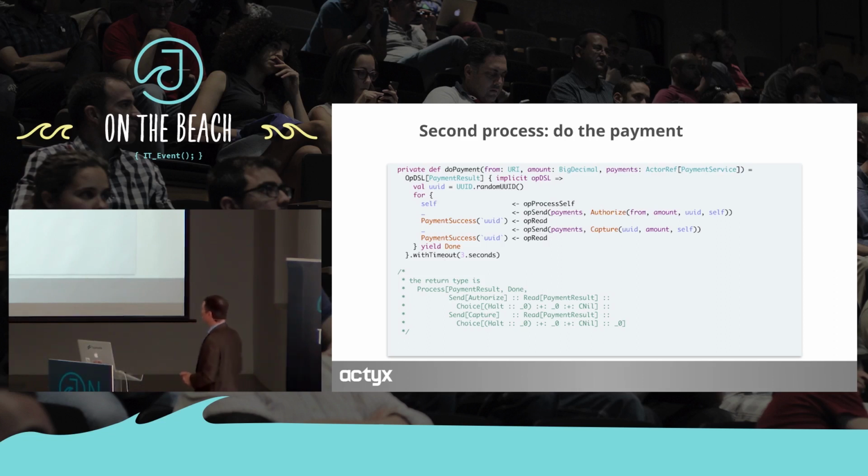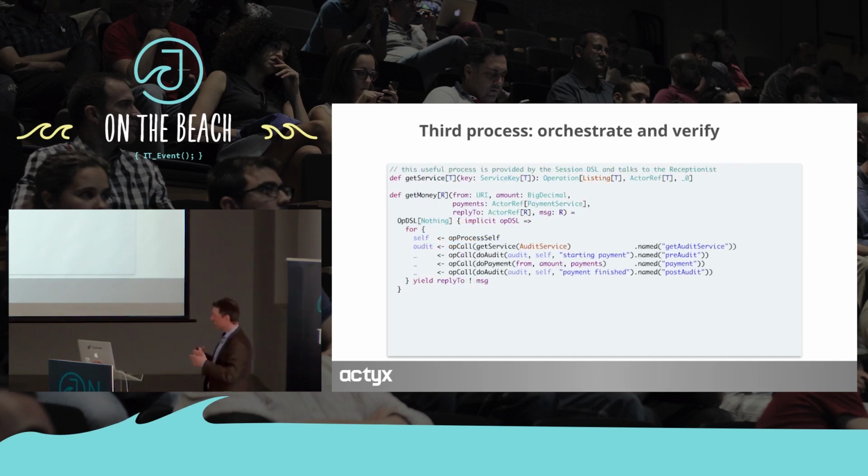Now we need to orchestrate them. Yeah, we need to put them together. Well, there is another process that we are going to use, get service, because we can describe processes. We know how to talk to a receptionist, and part of the library is this get service thing that knows how, given a service key, to get a listing of ActorRefs. So that's what we use here. Then the get money description of a process turns into just this sequencing of steps, where you note there is a new thing, op-call. Yeah?